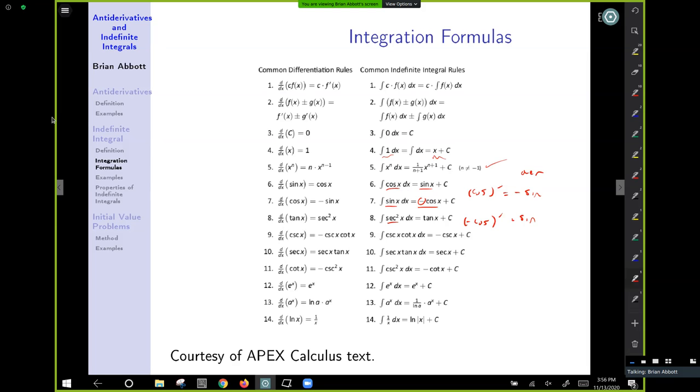Secant squared is the derivative of tangent. Cosecant cotangent is the derivative of negative cosecant. Again, careful with your signs there. Secant tangent is the derivative of secant. Cosecant squared, again, careful with your signs, negative cotangent. e to the x is the derivative of the parent function e to the x.